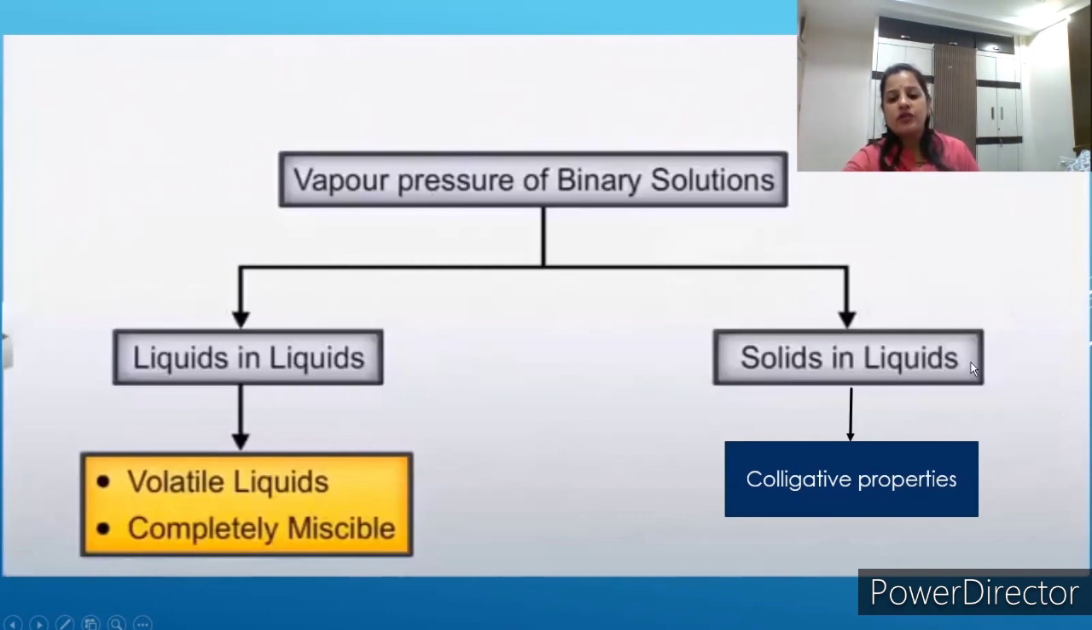The second part which we have to study is solid in liquid solutions. Here the liquid will be the solvent and the solute that we add to it is a solid. But the vapor pressure of this type of solution we will see in the colligative properties in the next video. Today we will emphasize only on liquid in liquid. So we have to study the vapor pressure of a liquid in liquid solution. So let us see it.